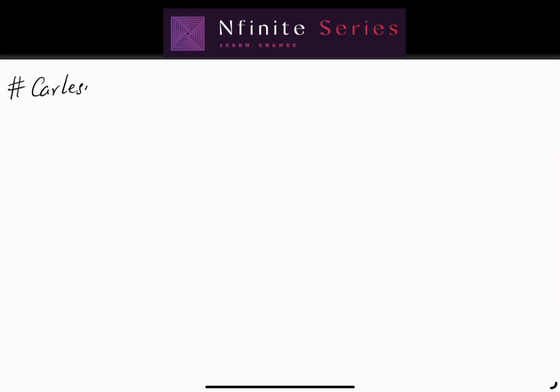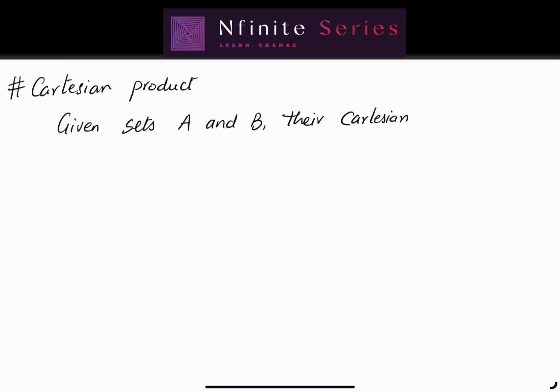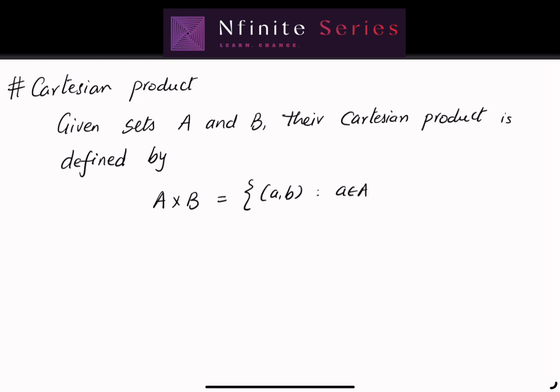Very well. Here's the definition of the Cartesian product of two sets. Given sets A and B, the Cartesian product of these sets is defined as follows. It's denoted by A cross B, and it is defined as the set of pairs (a, b), where a is an element of set A and b is an element of set B. That's it. That's the definition of the Cartesian product.